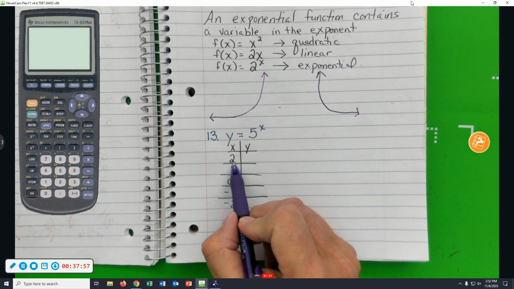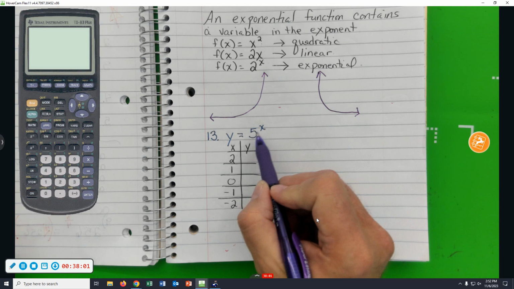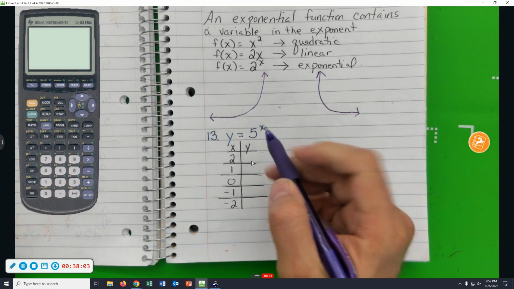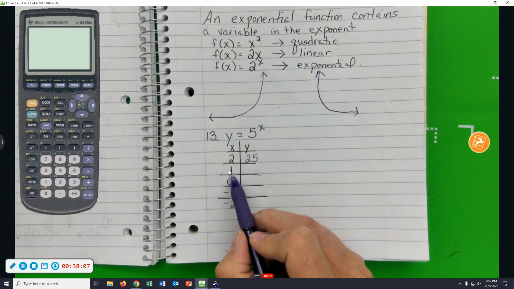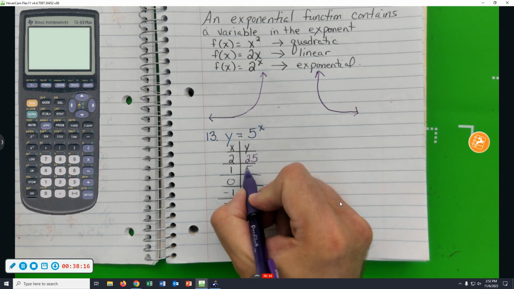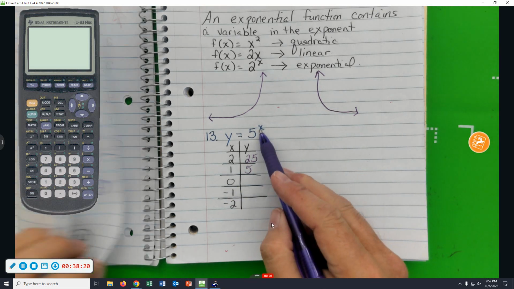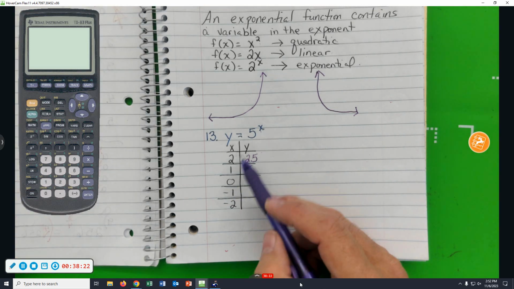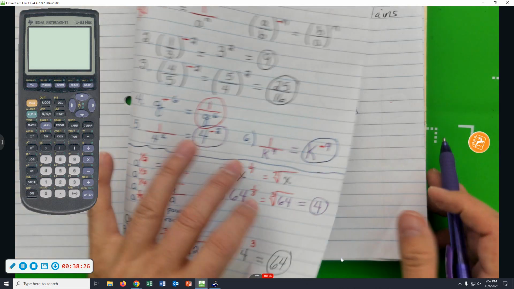Like, okay, if I plug a 2 in for x, don't say 10. 5 squared is 25. Now plug in a 1 for x. 5 to the first power is 5. Now here's where it's going to be tricky. 5 to the 0, don't say 0. Remember what's the first thing we said today at the start of class? We defined the 0 exponent.